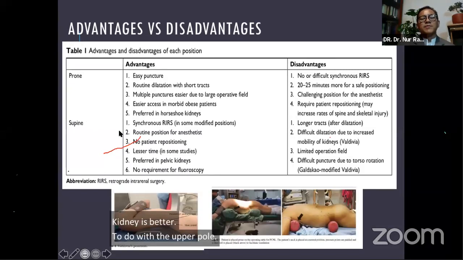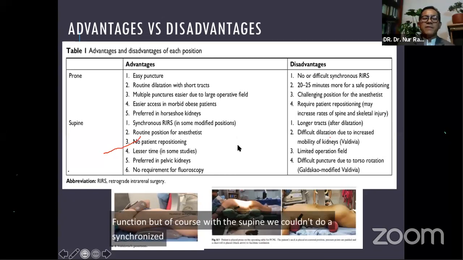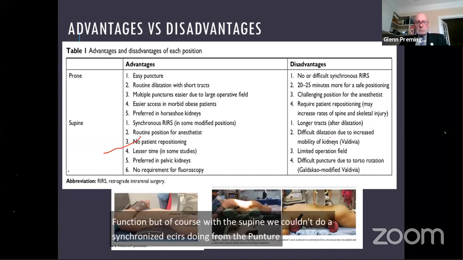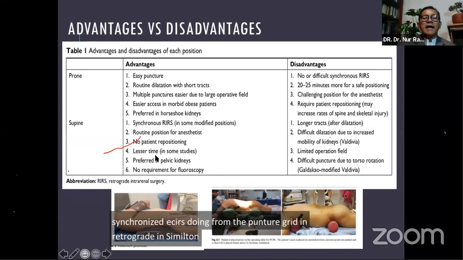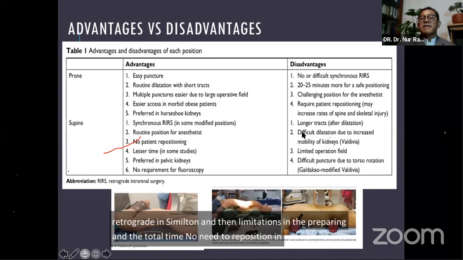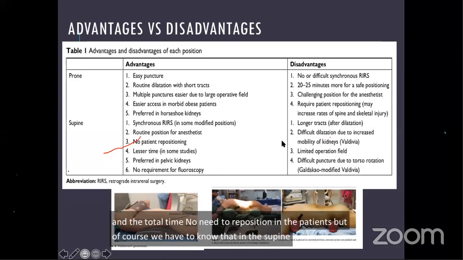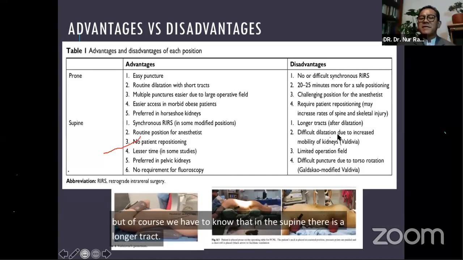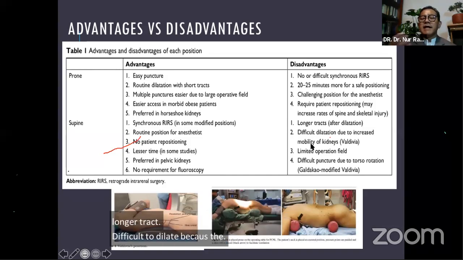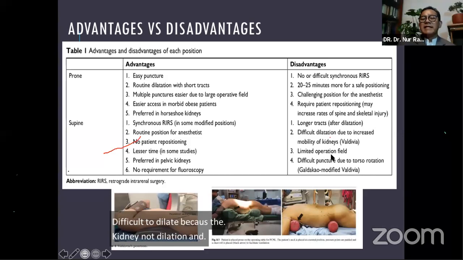But of course, with the supine, we can do synchronized procedures like ECIRS, doing anterograde and retrograde simultaneously, and there is a limitation in the preparing and the total time. No need to reposition the patient. But of course, we have to know that in the supine, there is a longer tract, difficult to dilate because the kidney is not dilated, and there is a limitation, of course, in the field and it's also difficult to rotate.